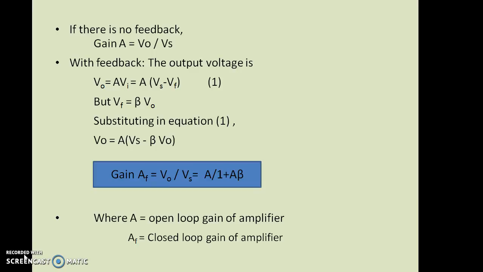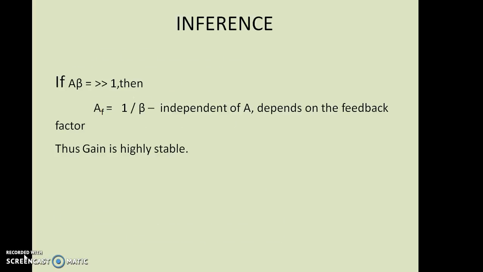So we consolidate all the points. If there is no feedback, A is equal to V0 by Vs. With feedback, AF is equal to A by 1 plus A beta, where A is the open loop gain of the amplifier and AF is the closed loop gain of the amplifier. And friends, overall we can understand that if A beta is very much greater than 1, then AF is equal to 1 by beta. That means the gain with feedback is independent of the open loop gain capital A and depends only on the feedback factor, thus maintaining the gain highly stable.